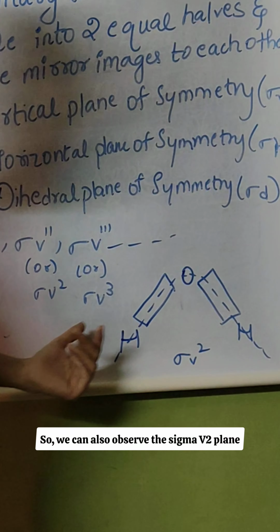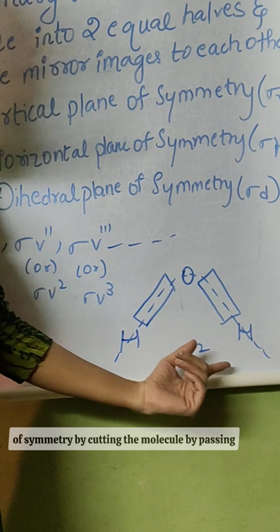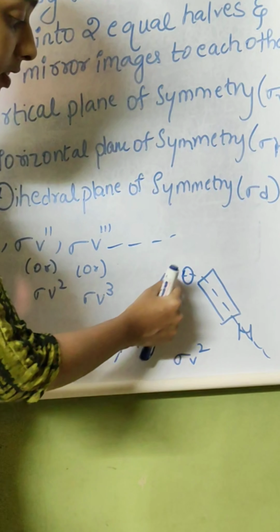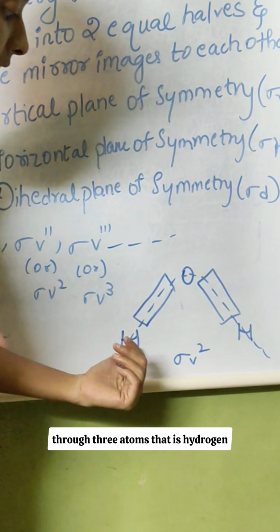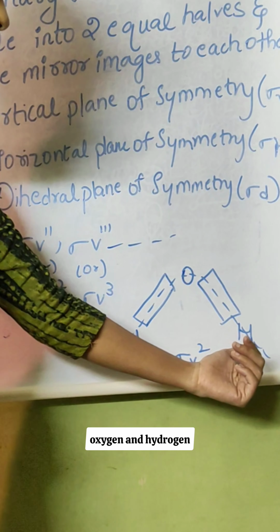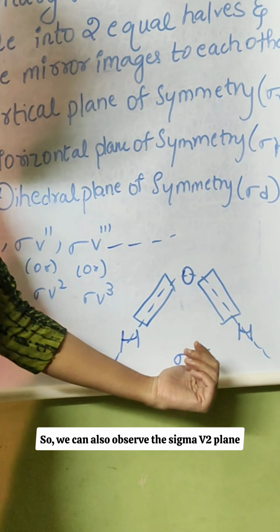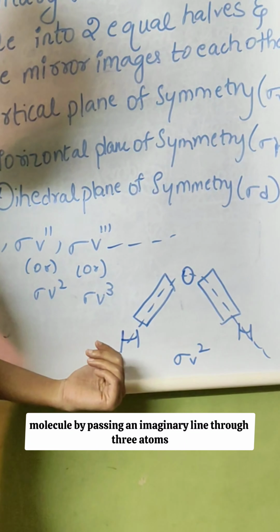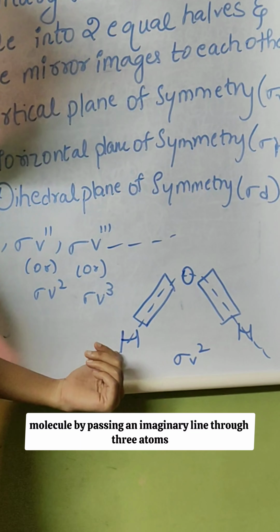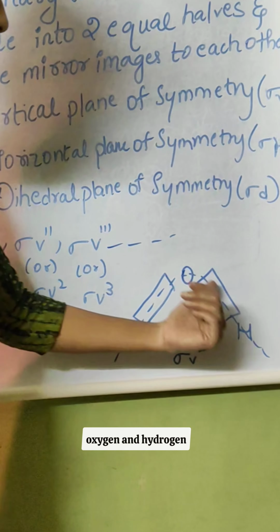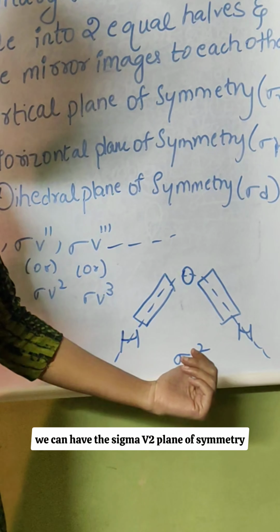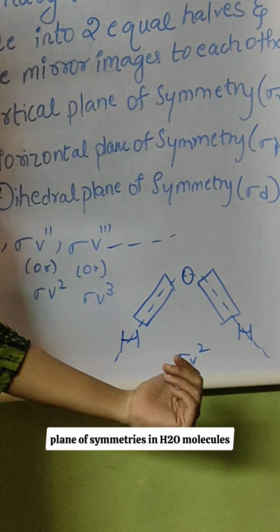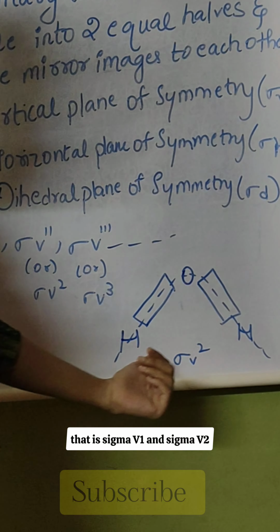We can also observe the sigma V2 plane of symmetry in the H2O molecule by cutting the molecule with an imaginary line passing through three atoms, that is hydrogen, oxygen and hydrogen. Hence we can observe two vertical planes of symmetry in the H2O molecule, that is sigma V1 and sigma V2.